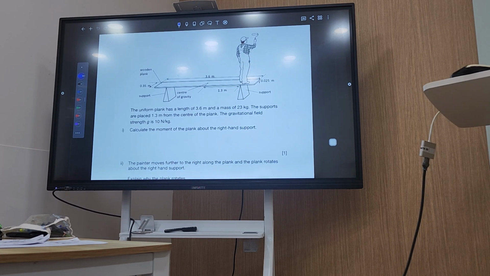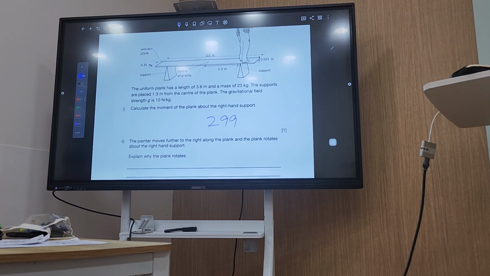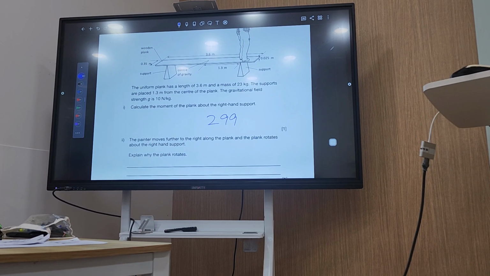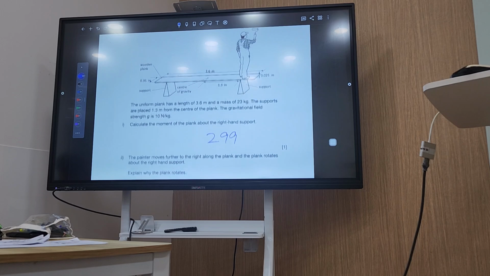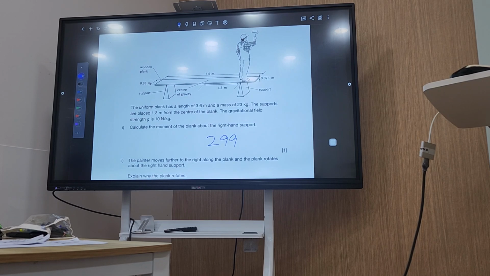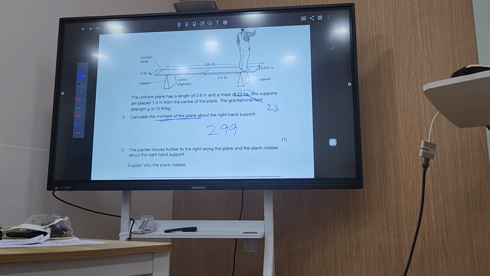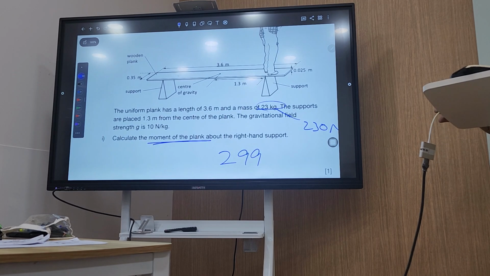Moment of the plank, this one you should get 299. Easy? No? Why? Moment of the plank. 23 kilograms, so 230 newtons, right? 230 newtons acting where? From your right hand support. How far away? No, how far away?